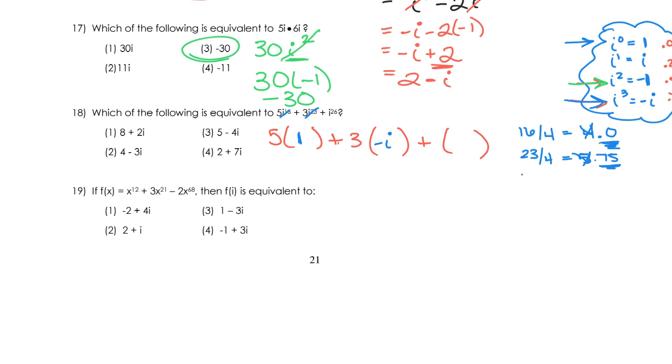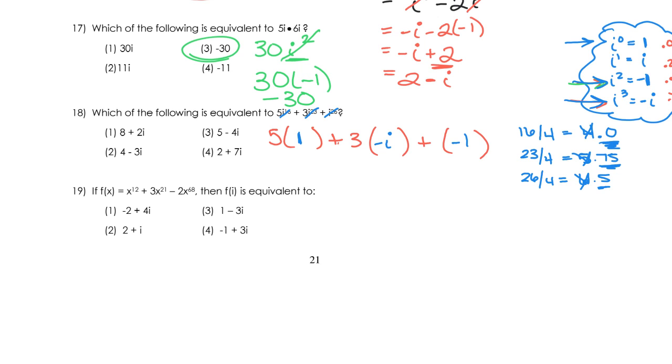And now we've got 26. So we're going to take our exponent of 26, and we're going to divide by 4. And 26 divided by 4 is 6.5. And again, we don't care about the 6. We care about the 0.5. Okay, and looking at our i cloud, 0.5 matches up with i squared, which is equal to negative 1. And so now we can take that i to the 26th and replace it with negative 1.